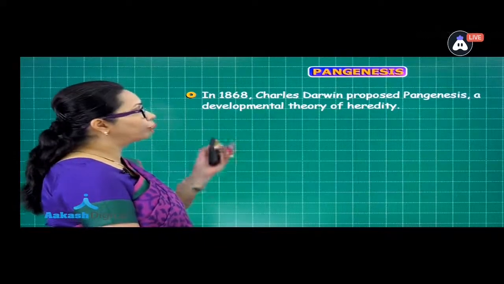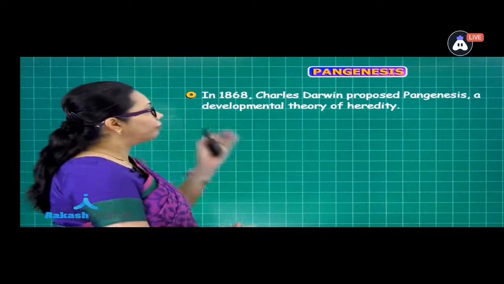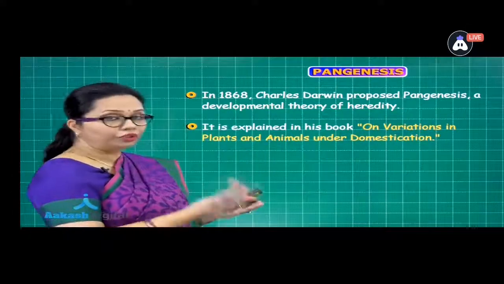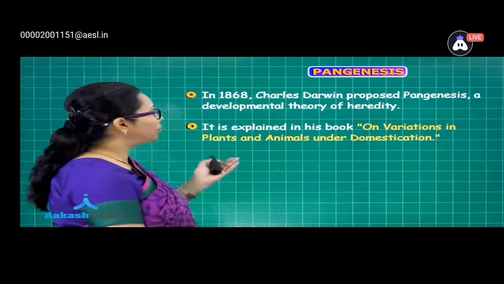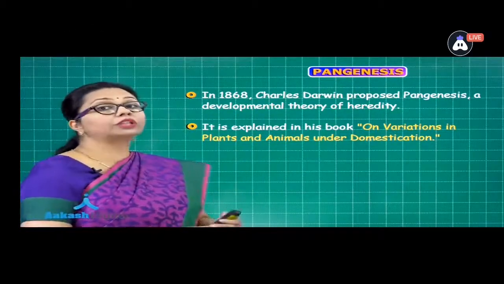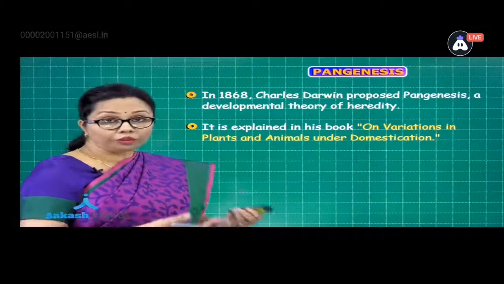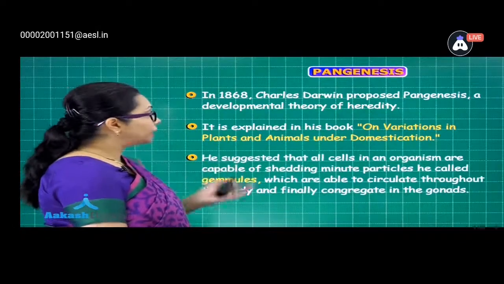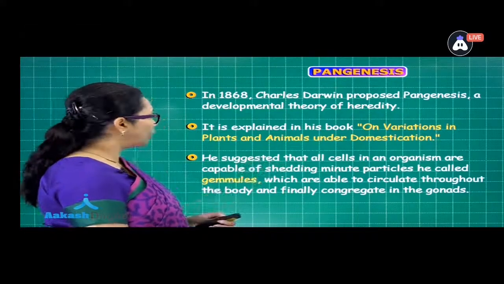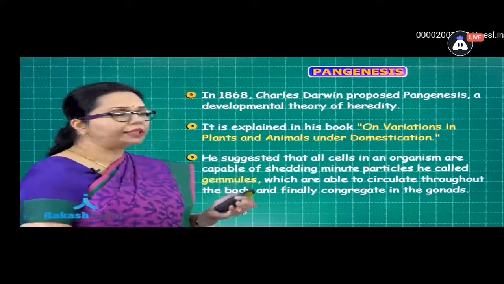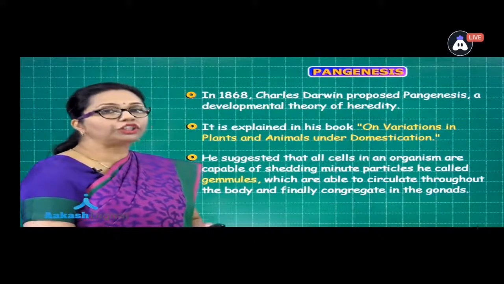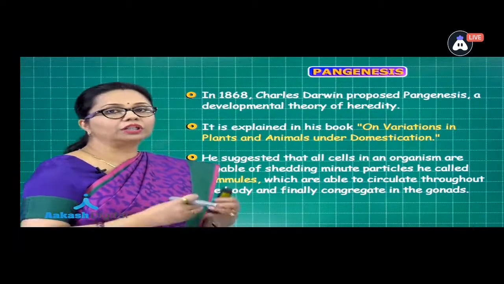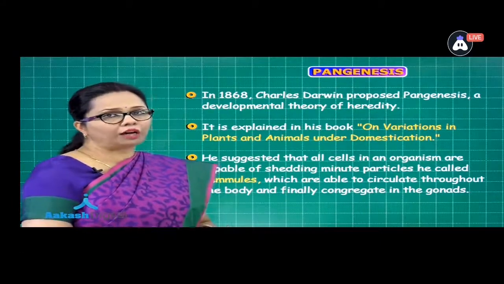So he proposed this theory as a developmental theory of heredity. And this was written in his book on variations in plants and animals under domestication. This is another book by Darwin, and Darwin in total had written almost 14 books. So in this, he suggested that all cells in an organism are capable of shedding some minute particles, which he called gemmules. So from all the cells, from all the body organs, these tiny gemmules are being shed.